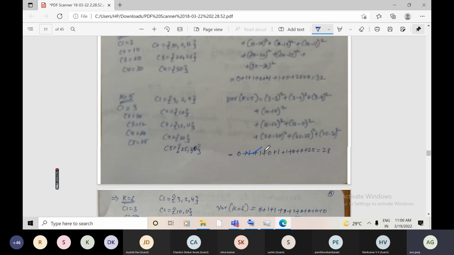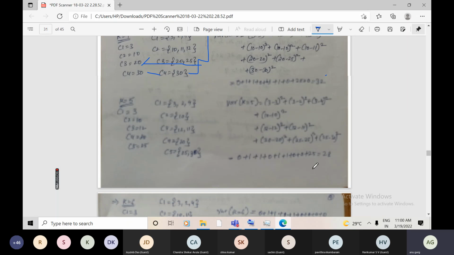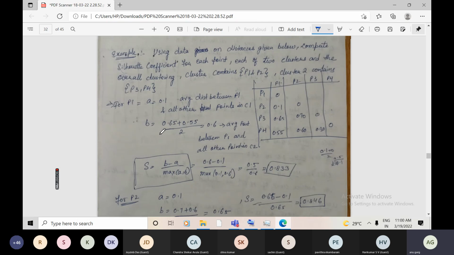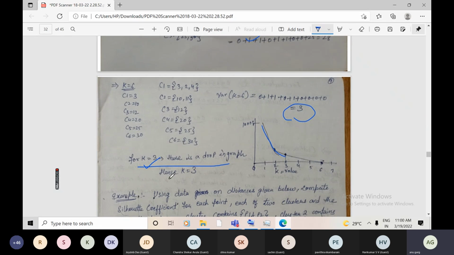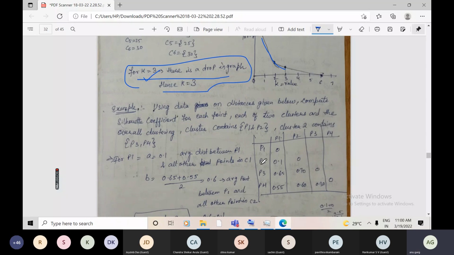So for K equal to 2, the value we got was 732. For K equal to 3, it is 57. So here you have a large difference, and at K equal to 3 it totally gets down. So K equal to 3 is the value which we can use for clustering. I hope it's clear.